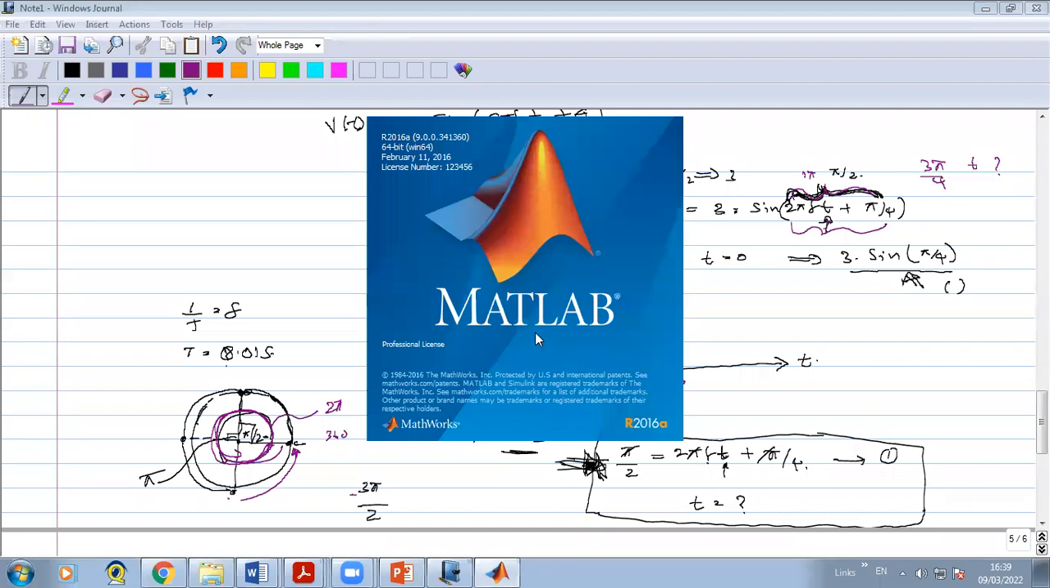Meanwhile, I will put this graph in the MATLAB and see what we get.